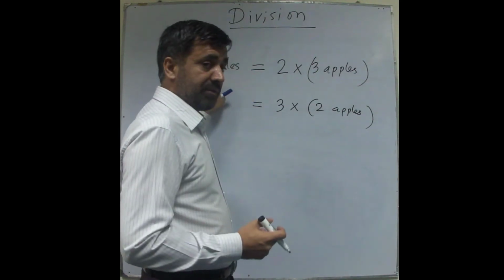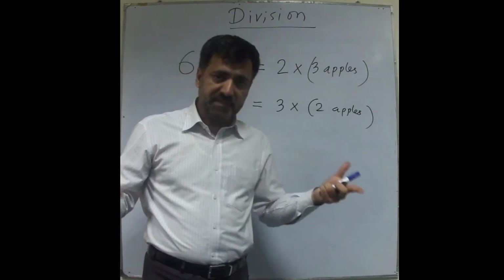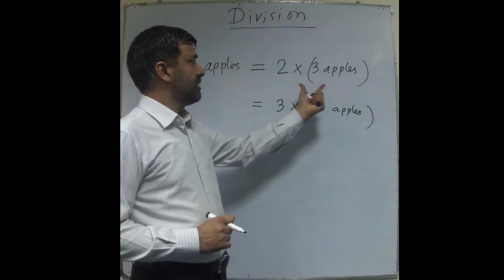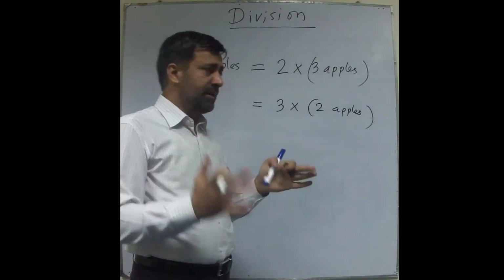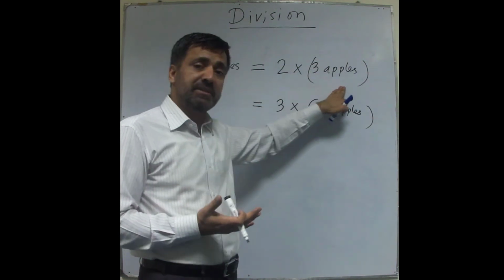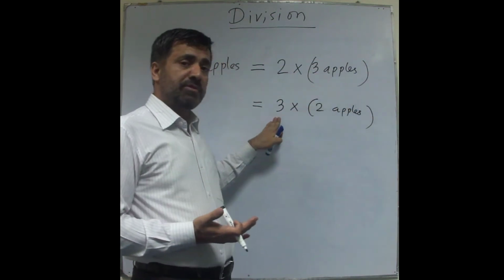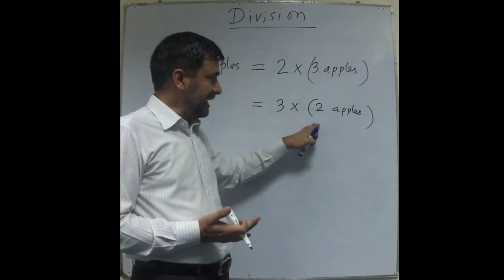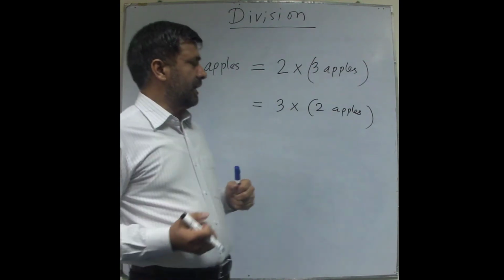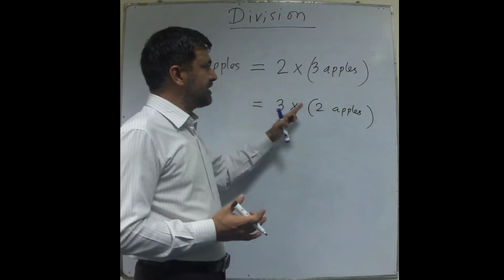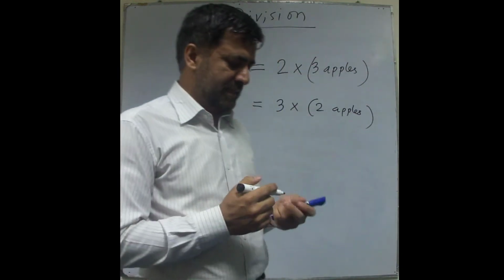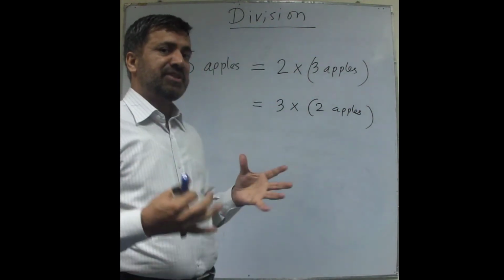So if I now see this as 6 apples, as a physical example of 6, then I can view this as 3 apples as a separate collection, and that collection is twice. So I have 2 collections, each containing 3 apples. I can also view this as 3 collections, each containing 2 apples. And in both these interpretations, what I'm actually doing is that I can view this as sharing.